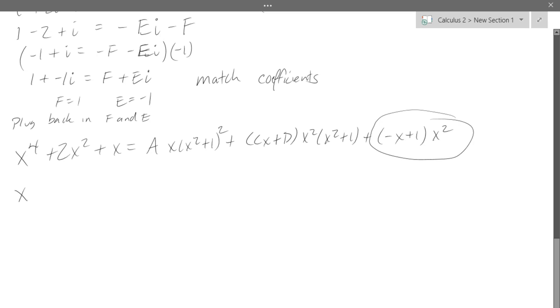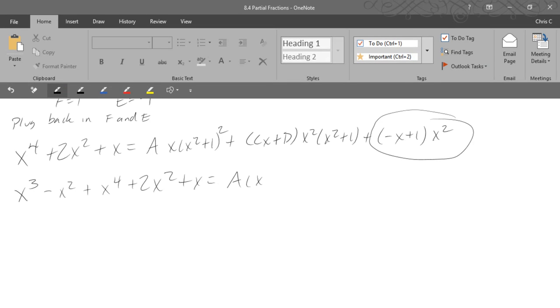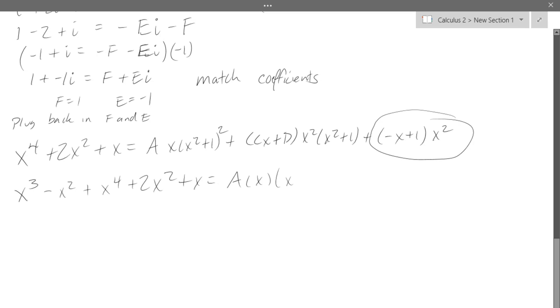So that will be x cubed minus x squared plus x to the 4th plus 2x squared plus x equals, let's not FOIL out yet, or factor out yet on this side. So we're going to have x to the fourth plus x cubed plus x squared plus x.